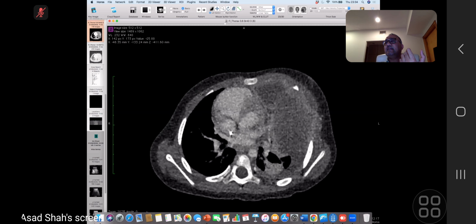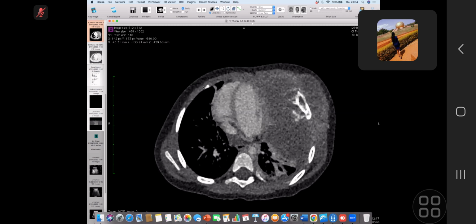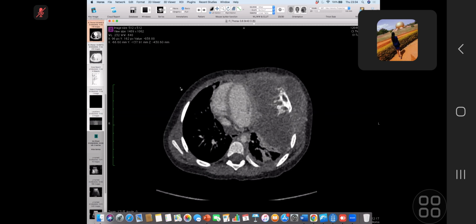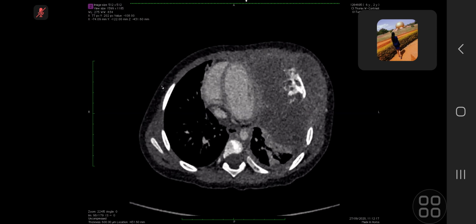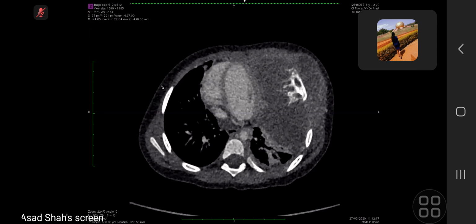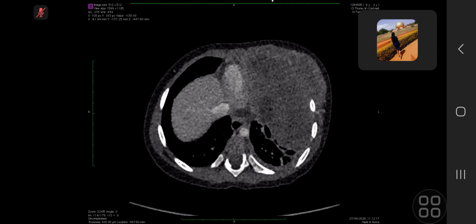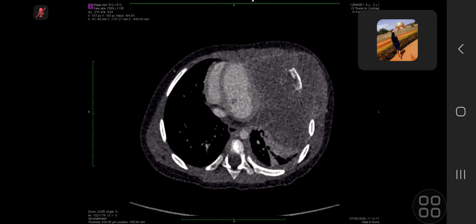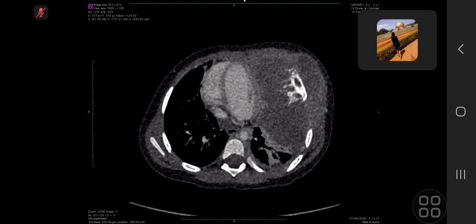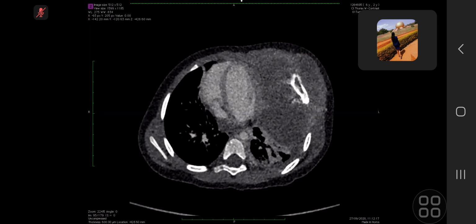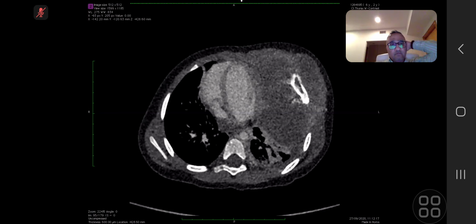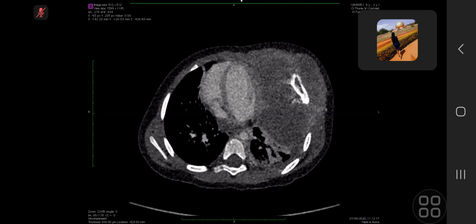You want to describe the findings there? Yes, sir. I can see an irregular soft tissue density lytic lesion involving the anterior part of the fifth rib. The lesion is causing cortical destruction and there is an associated large soft tissue component. The soft tissue component is showing heterogeneous enhancement with a large central necrotic cystic area, suggestive of Ewing sarcoma with soft tissue component.